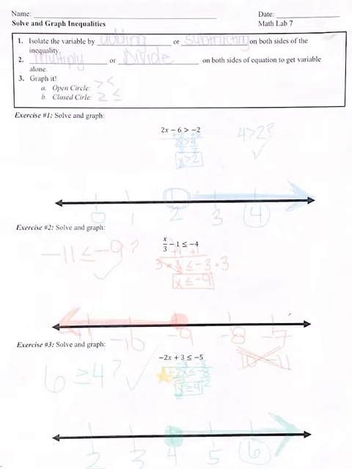The rules for solving an inequality are the same rules for solving equations. First you want to isolate that variable. The first thing we're going to be doing is adding or subtracting on both sides. That was a little sloppy. I will fix that by adding or subtracting on both sides of the equation.